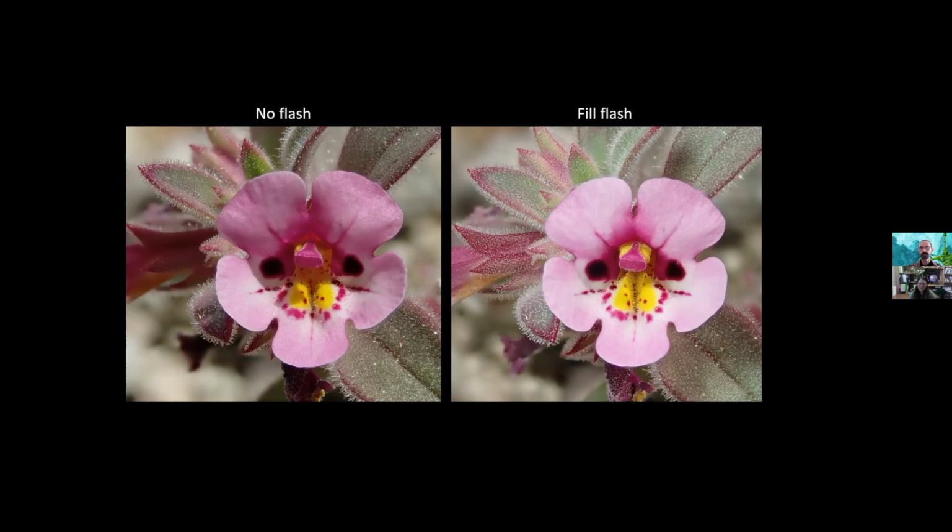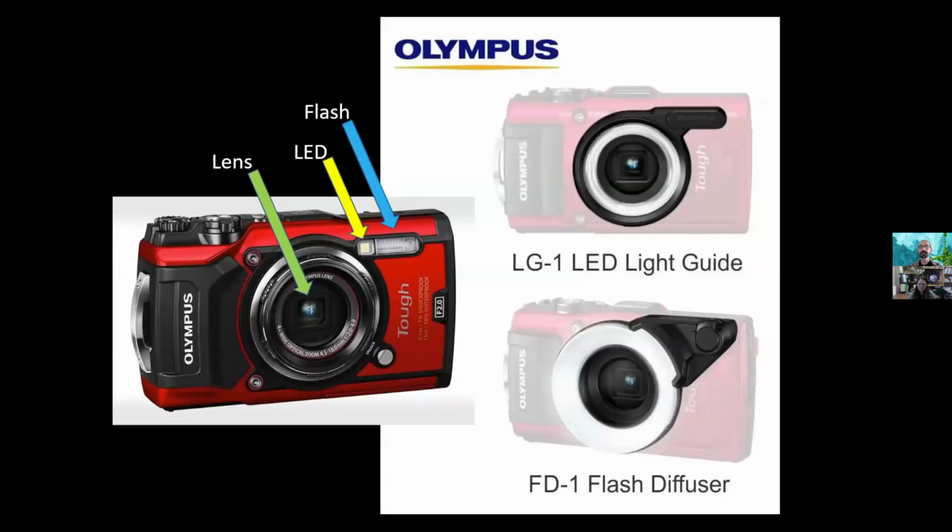And it also lights up this calyx on the left side of the flower too. It's in shadow in the first one. So pretty cool. Something definitely to think about with flash.